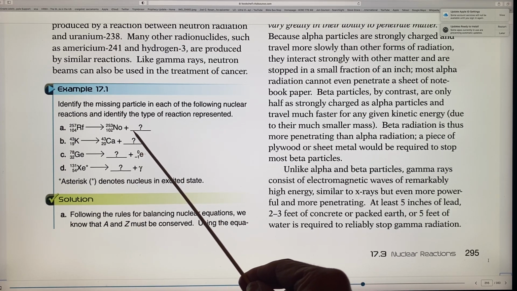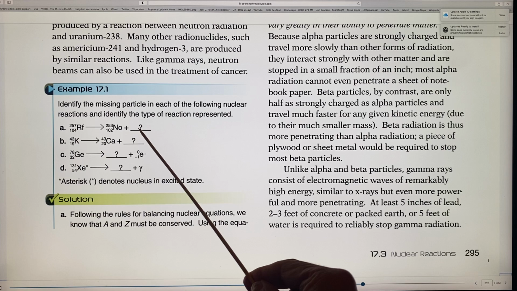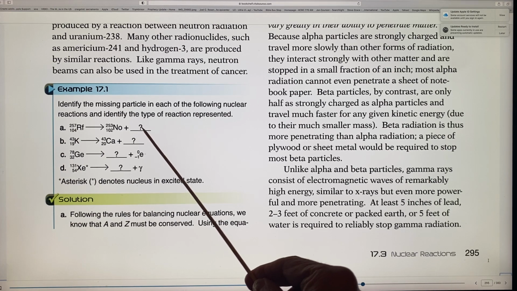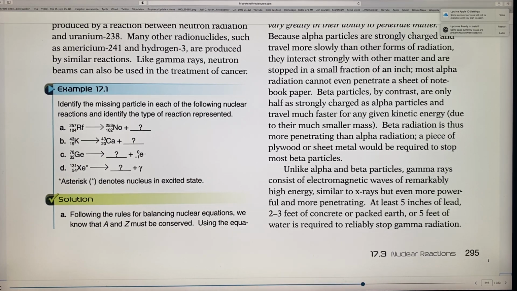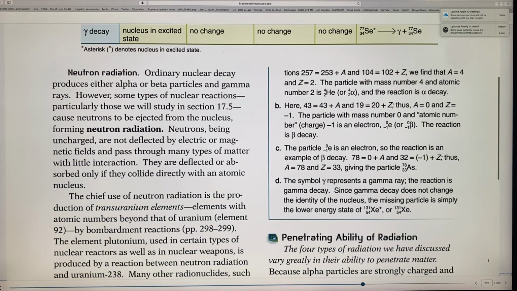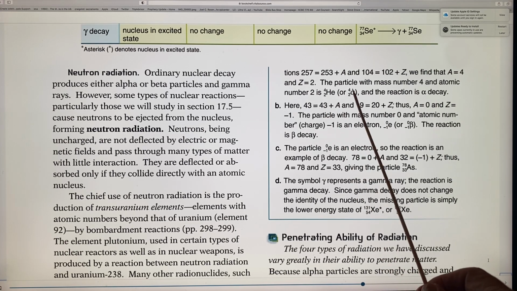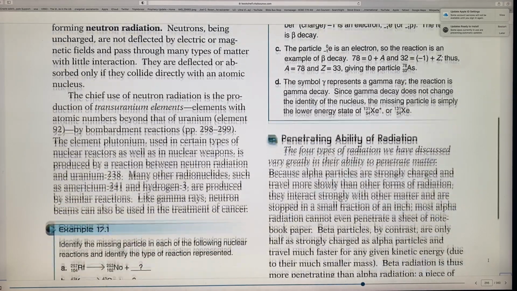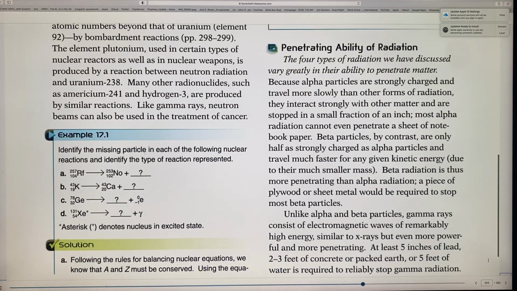You know for sure that that's going to be an alpha particle. And what does an alpha particle look like? It looks like helium. So let's see if we got that right. It's alpha decay, and it looks like 4 over 2, helium, or alpha. See? Okay, we did that one. Let's go on to the next one.